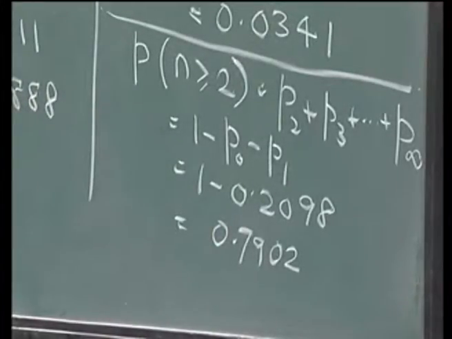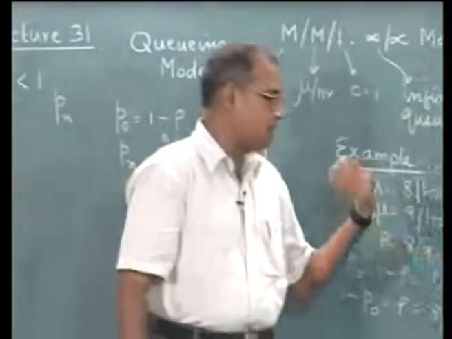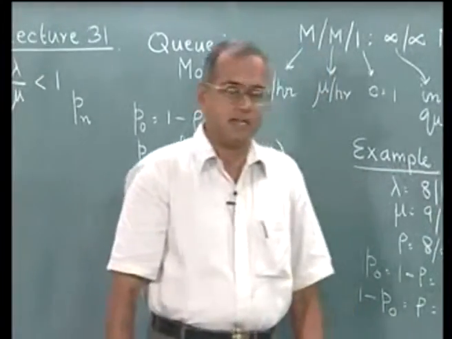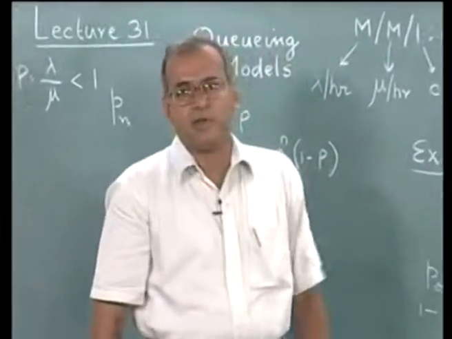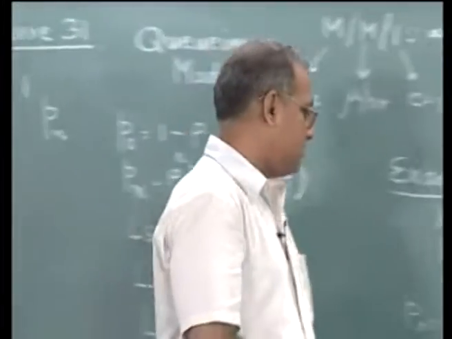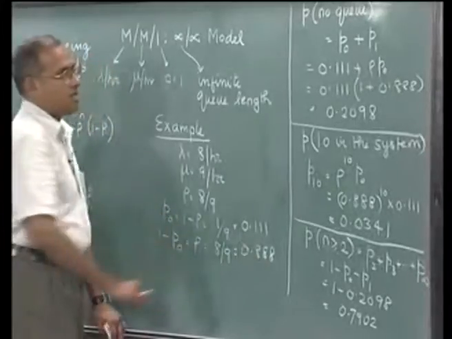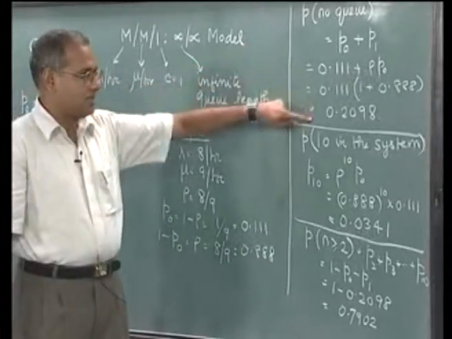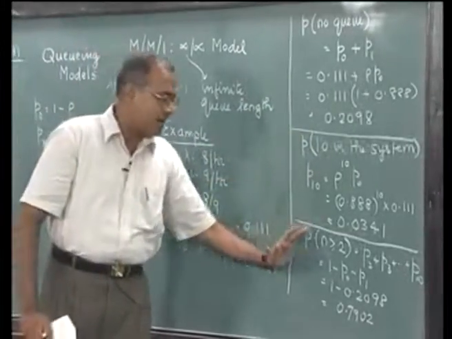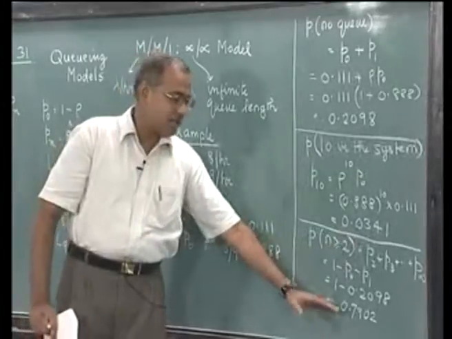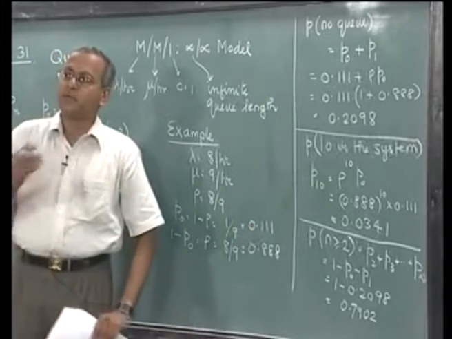So, this way we can find out the probabilities that a given number are there in the system, more than a given number are there in the system, up to a given number are there in the system, and so on. And also the server utilization. Server utilization is 1 minus P naught. Probability that there is no queue is this. Probability that there are exactly 10 is given here. Probability that there are at least 2 is given here. Like this, we can have our computations to find out the probabilities of so many number of people in this system.